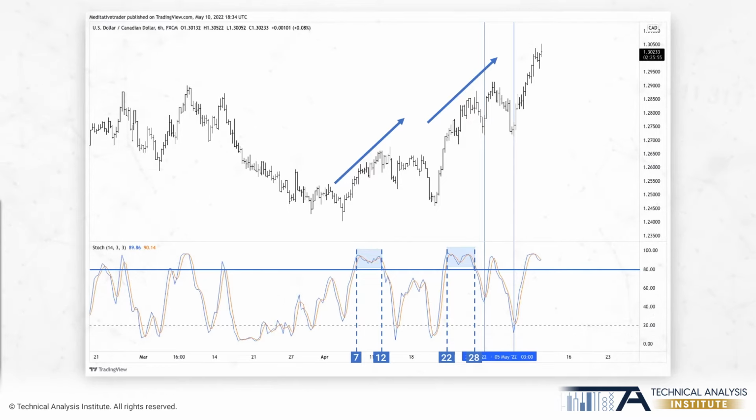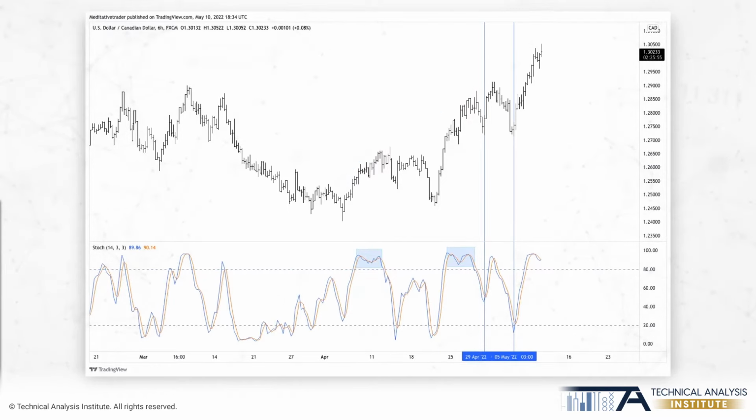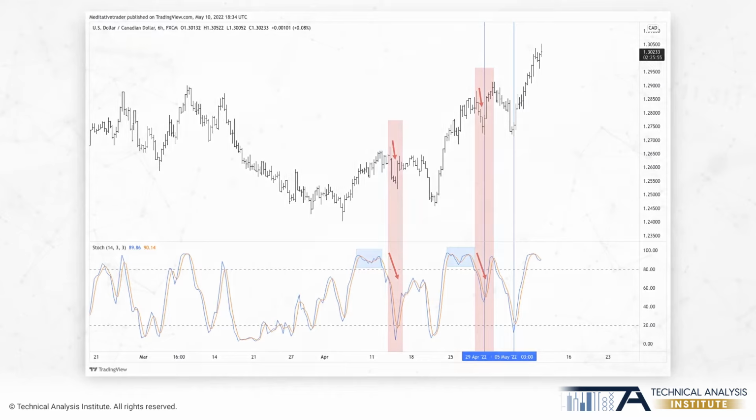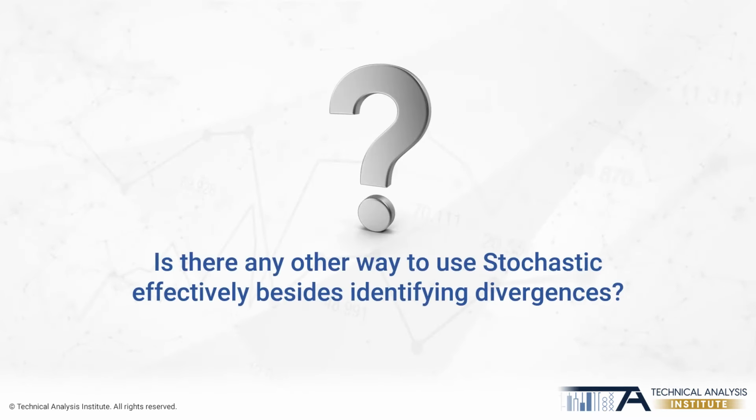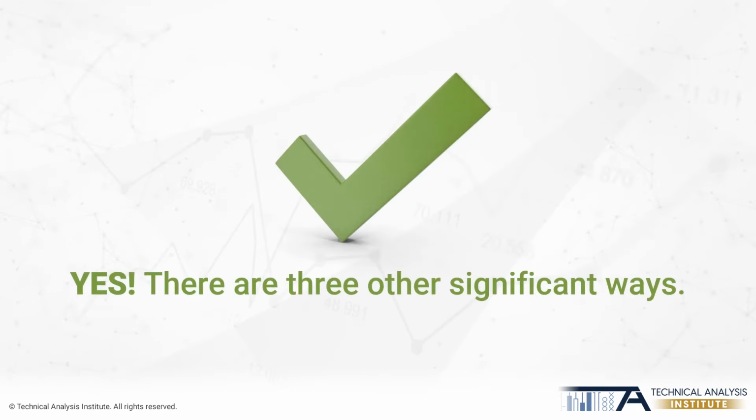Please notice that both of these examples actually show divergences, and eventually prices did come down. But they also show that we cannot just sell a financial instrument because an oscillator shows that it is overbought. The question is, is there any other way to use stochastic effectively besides identifying divergences? The answer is yes. There are three other significant ways we can use stochastic.